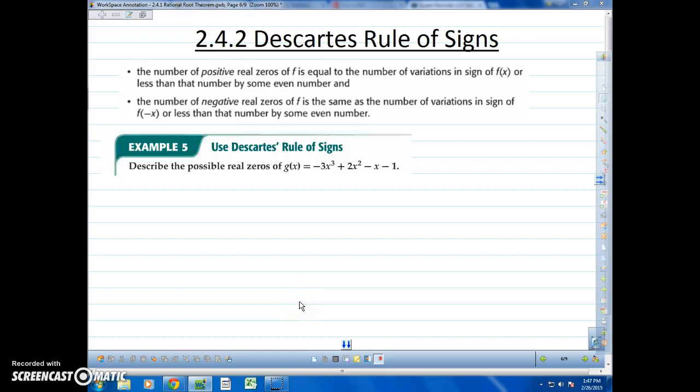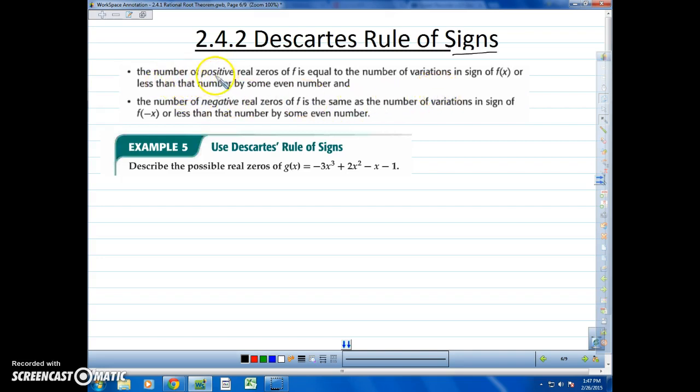Today's lesson on 2.4.2 is going to be on Descartes' rule of signs. Descartes' rule of signs is designed to help us figure out more specifically what types of zeros we could have in a polynomial. So the basic premise behind this is that you can actually look at the signs of the function and use those sign changes to determine different characteristics of the zeros of the function.